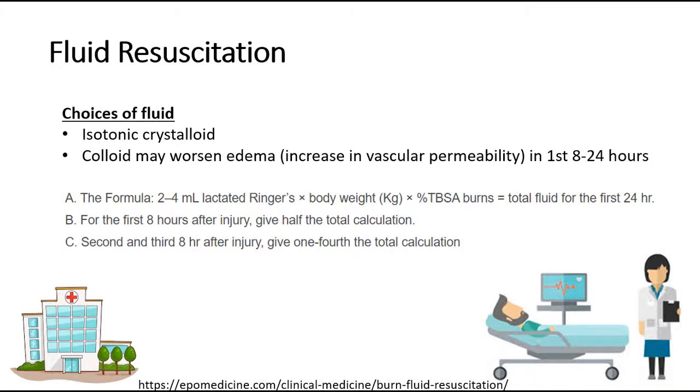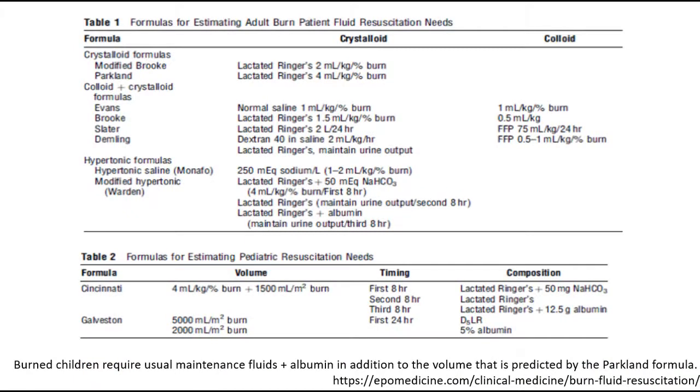Isotonic crystalloid is chosen for fluid resuscitation in the first 24 hours because colloid may worsen the edema as it increases vascular permeability if given in the first 8 to 24 hours. Here is the formula to calculate fluid resuscitation based on body weight and percentage of burn. This diagram shows different types of formula for fluid resuscitation based on different types of fluid in adults and children. Bear in mind, children normally require addition of maintenance fluid and albumin as their serum plasma albumin rapidly decreases.